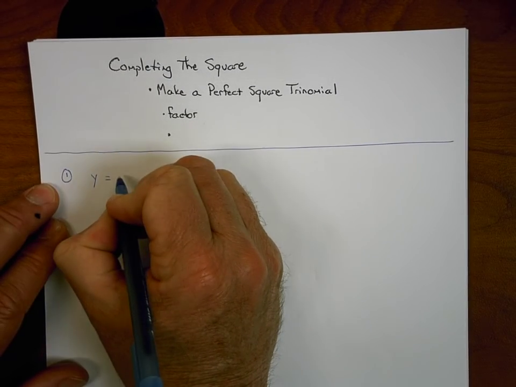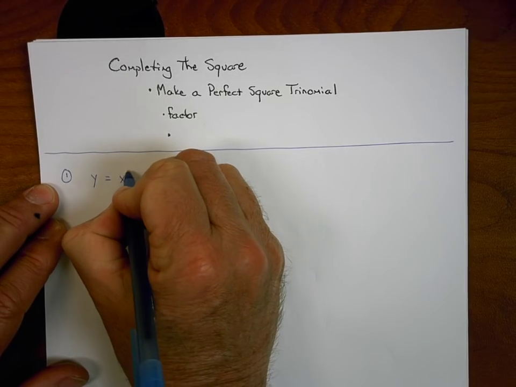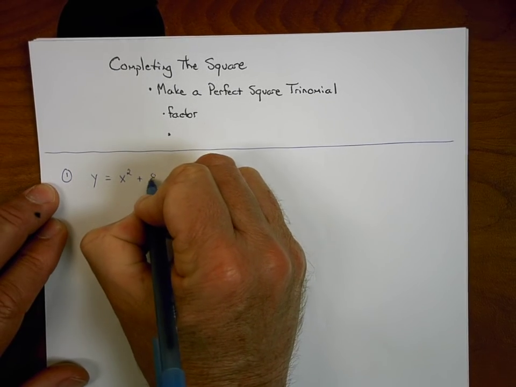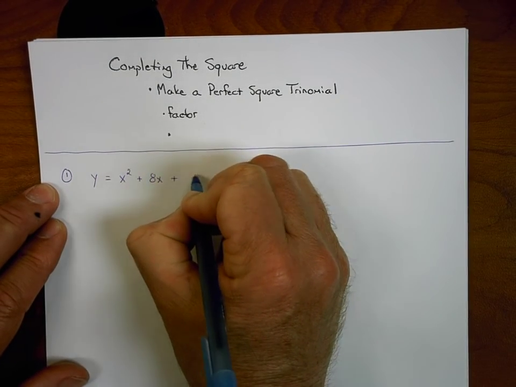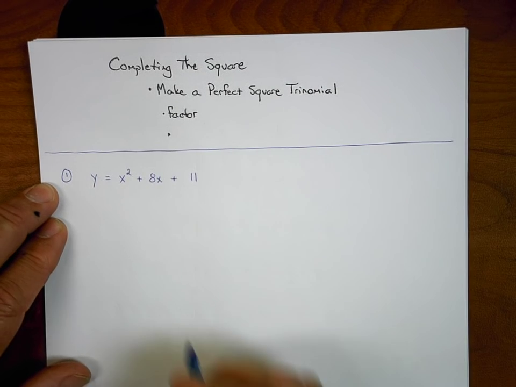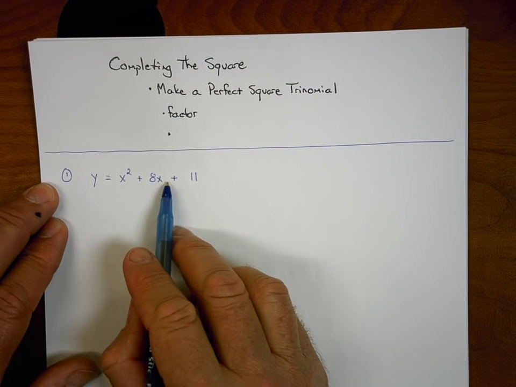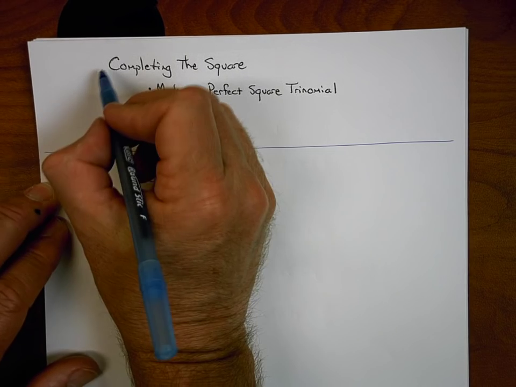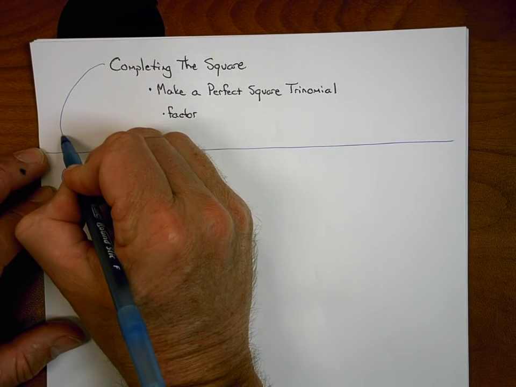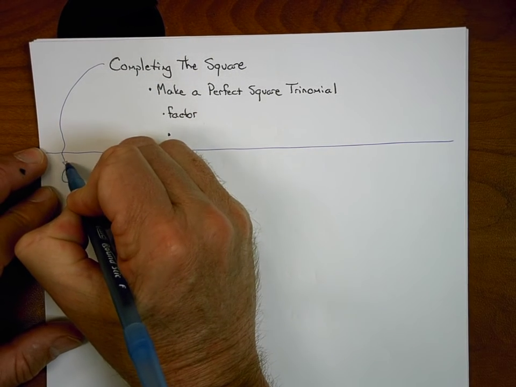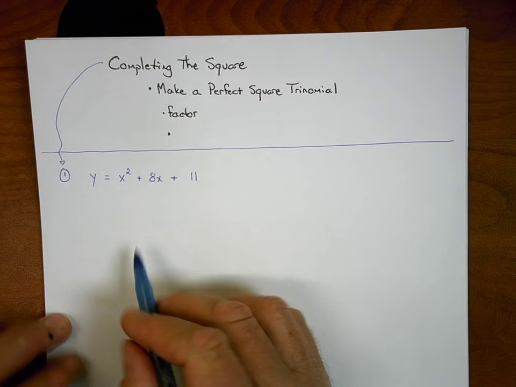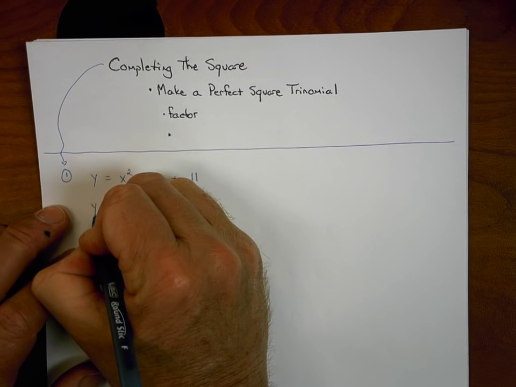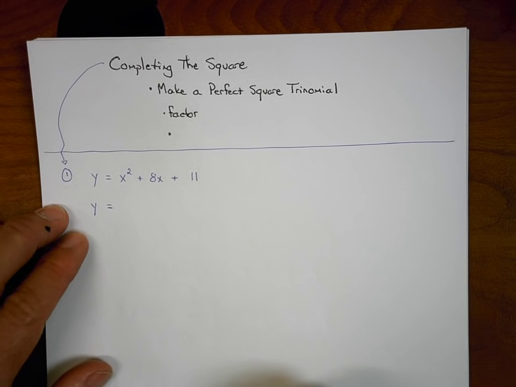y is equal to x to the second power plus 8x plus 11. Okay, and I say, here's what I want you guys to do. I want you to do a concept called completing the square. Okay, so here's how we do it. All right, here's what you do. You leave the y alone.